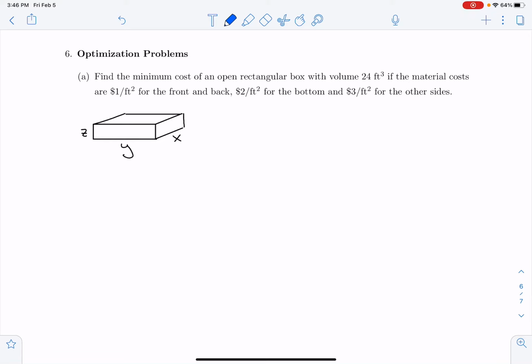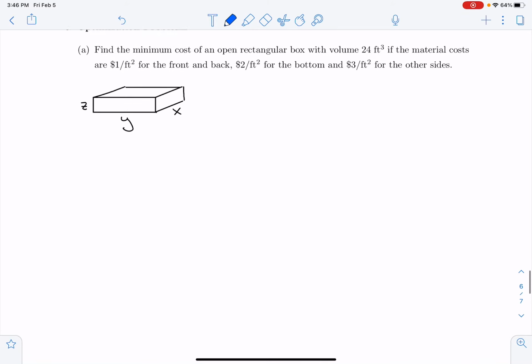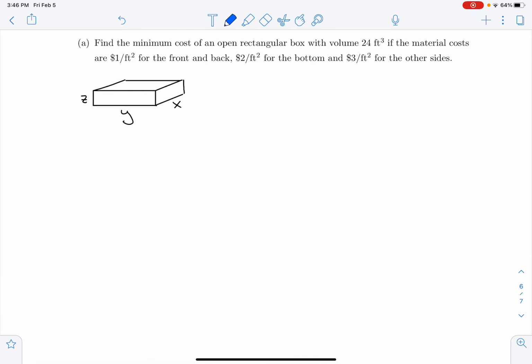So let's start with a problem that says, find the minimum cost of an open rectangular box with a volume of 24 feet cubed. If the material costs are $1 per square foot for the front and back, $2 per square foot for the bottom, there is no top to this box, and then $3 per square foot for the other sides. Okay, so I've drawn the box for us, and then we'll have those dimensions be x, y, and z as I've shown in the figure.